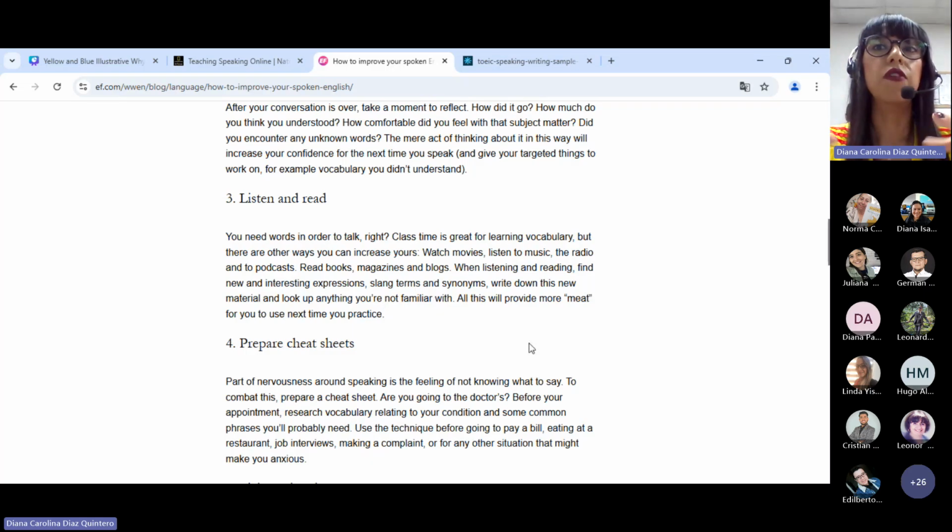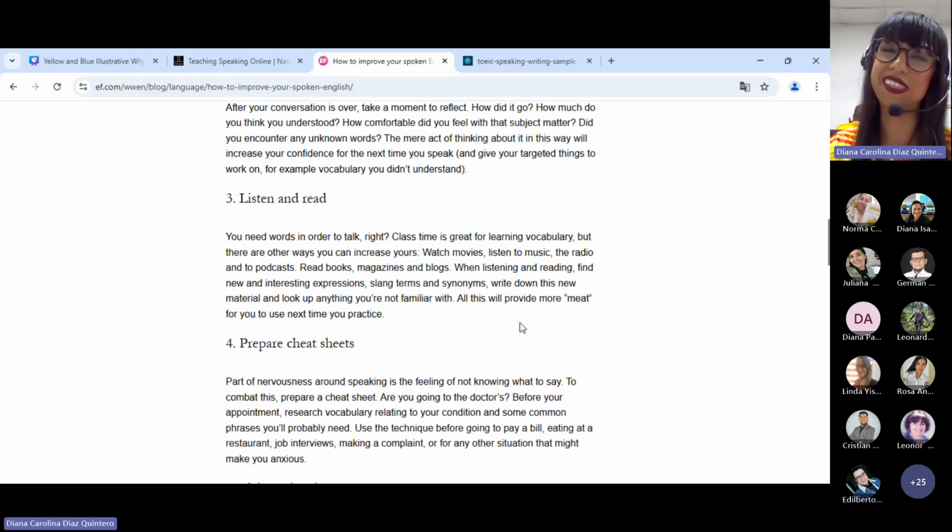Listen and read. For example, when we work with listening activities, we can provide them with the subtitles for following the audio and the text at the same time. This is a good strategy for motivating our students to develop and practice speaking skills. For example, movies with subtitles, listening to music, or karaoke activities are also really powerful for our students.